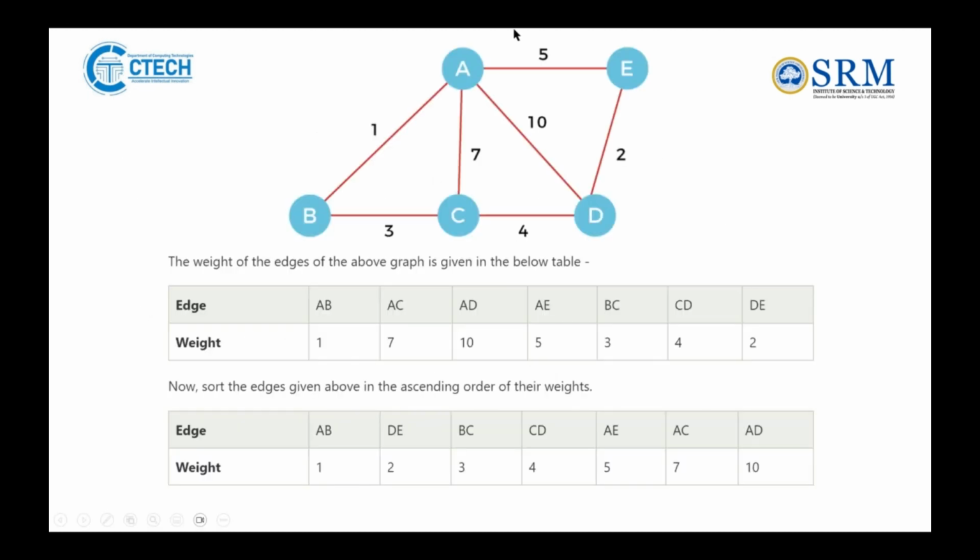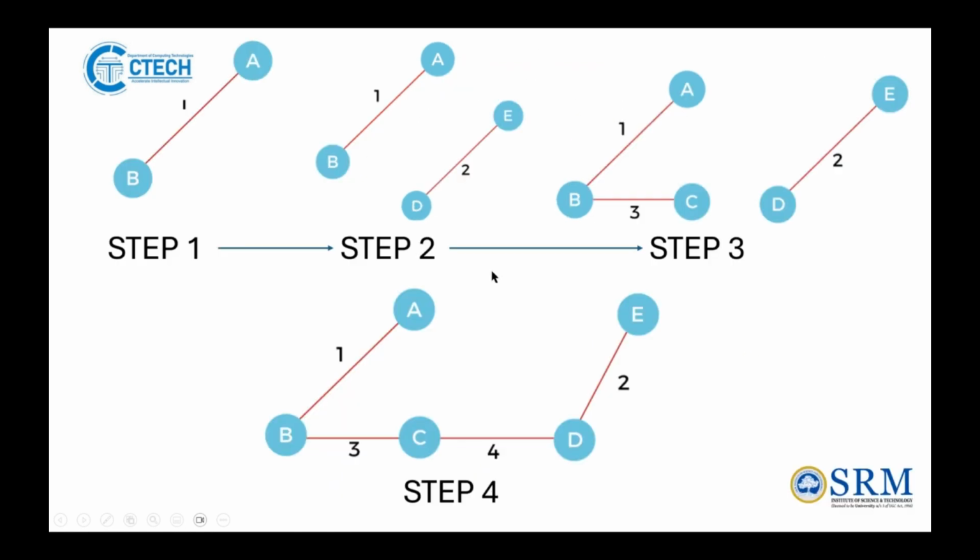We'll take a look at an example. If this is our given graph, we can see that there are five vertices A, B, C, D, and E. And these are the edges: AB with the weight 1, BC with the weight 3, CD with the weight 4, AC with the weight 7, AD with the weight 10, AE with the weight 5, and ED with the weight 2.